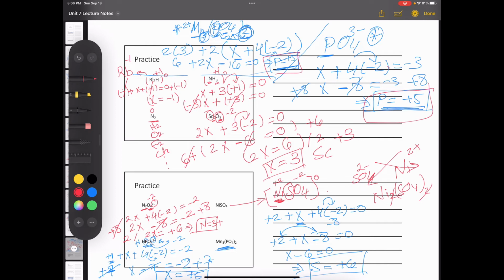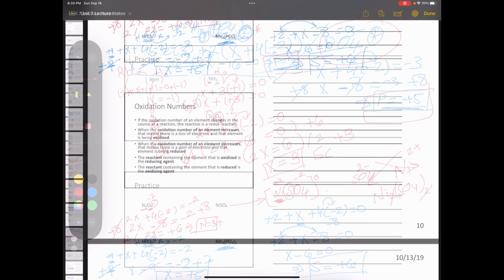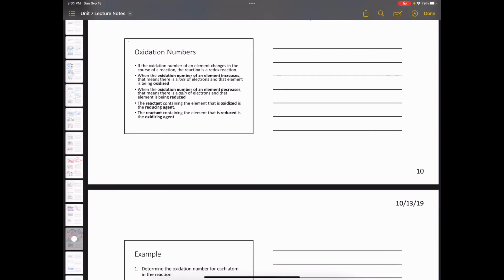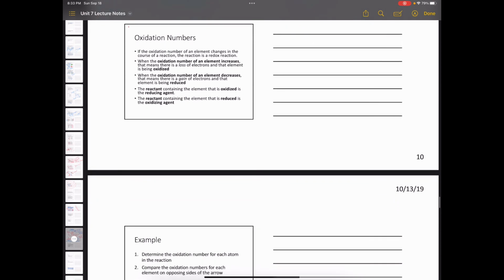So you can either calculate for the phosphorus using the entire molecular formula. You just have to be careful with the parentheses, applying the subscripts, and make sure that you're doing your math correctly. Or you can just work on the polyatomic ion in this case, which I think would be a lot easier. Okay, so let's refresh one last time before doing examples for redox equations.